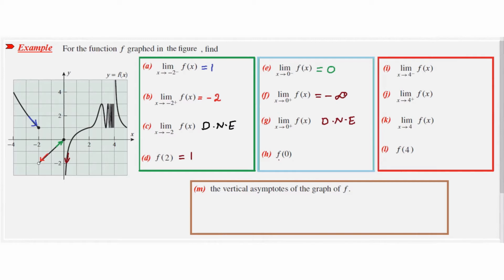And if you want to find f(0), the image of 0 on the function f, you have to take the closed circle. So f(0) equals 0.